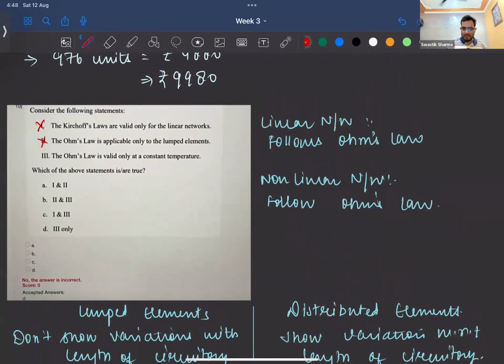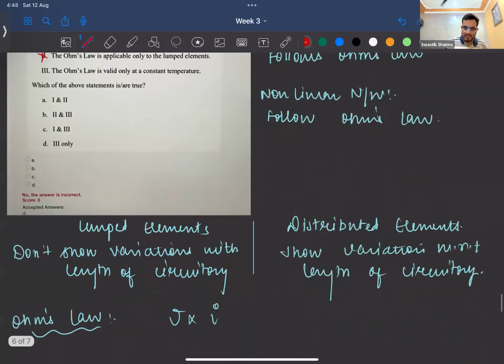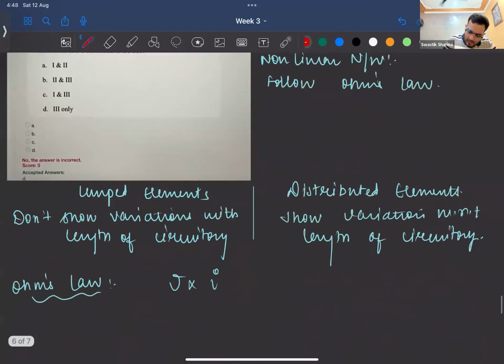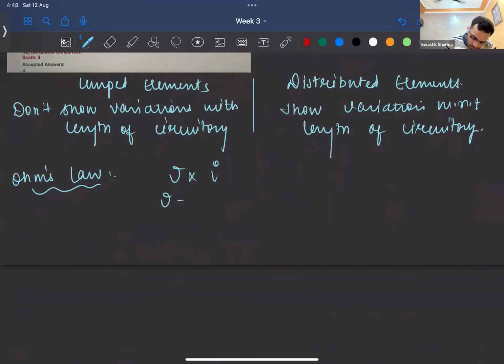Now the third one: Ohm's law is valid only at constant temperature. This is true. Why? We treat the proportionality constant of this equation as resistance, right? V equals I R, and we say that this is true only at constant temperature. Why? Because if temperature changes, R changes.